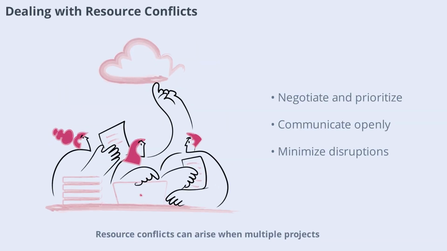Resource conflicts can arise when multiple projects or tasks compete for the same resources. Resolving these conflicts requires negotiation, prioritization, and sometimes compromise. Open communication and clear decision-making processes help minimize disruptions and keep everyone focused on project goals.